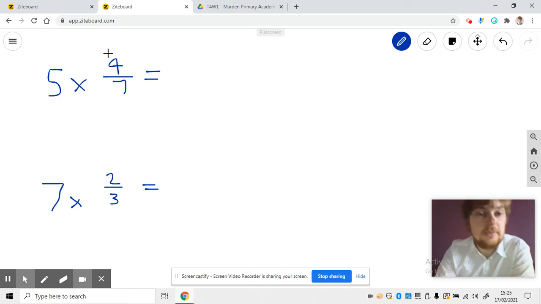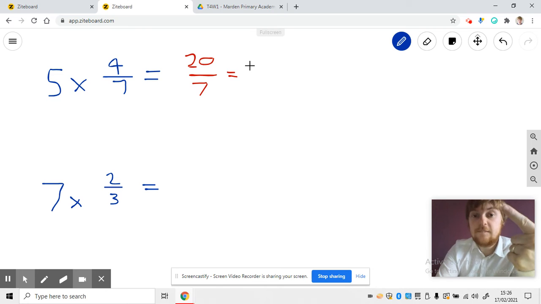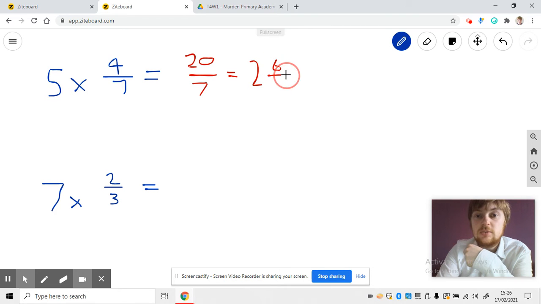So let's have a look here. We've got 5 multiplied by 4 sevenths, so we're going to be remaining in sevenths. I've got 4 parts that I'm multiplying by 5. Now, 5 multiplied by 4 we know to be 20. But now you see I've got 20 sevenths. We know we should be converting that into a mixed number. So how many times does 7 go into 20? Well, 7, 14. So that's 2 whole. And the difference between 14 and 20, the remainder, is 6. So 2 and 6 sevenths is the answer to 5 multiplied by 4 sevenths.